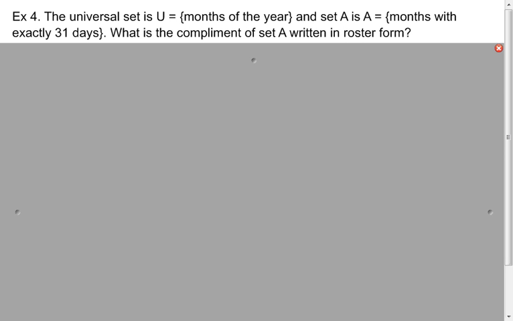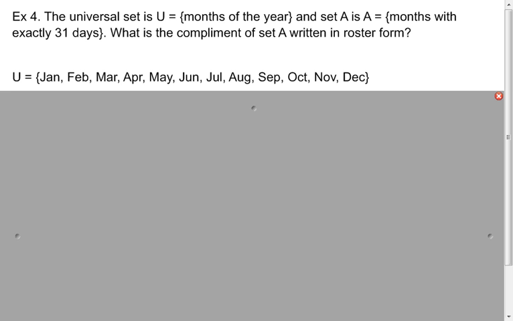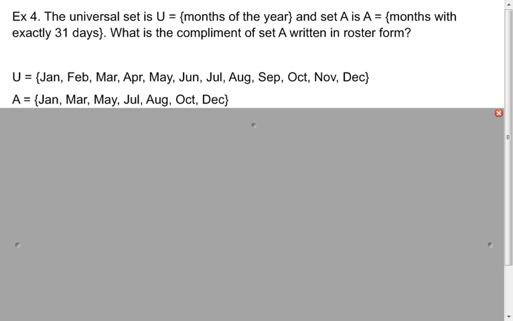In example 4, it tells me that the universal set, U for universal set, equals all of the months of the year. Okay? Set A is all of the months with exactly 31 days, and it asks us to find the complement of set A and to write it in roster form. Well, first we need to figure out what U is. U is the months of the year, so I write out all of the months. Set A are the months with exactly 31 days, so I write out set A, all the months with 31 days.